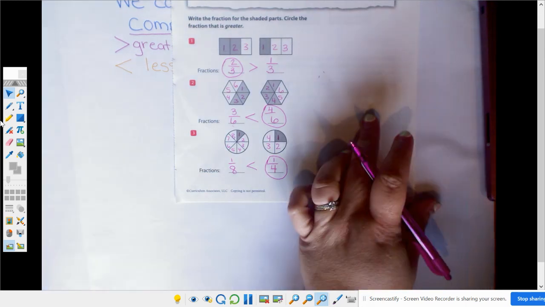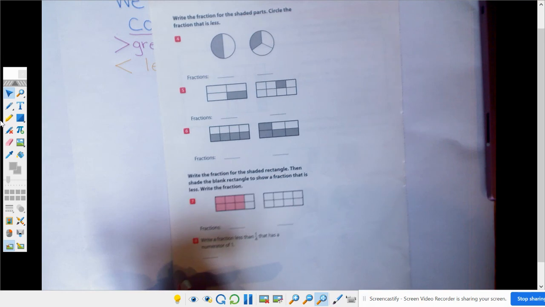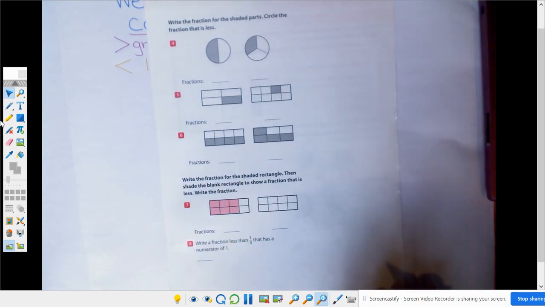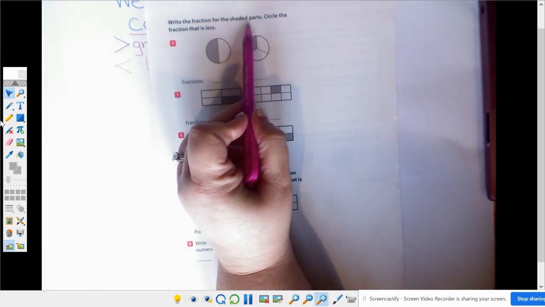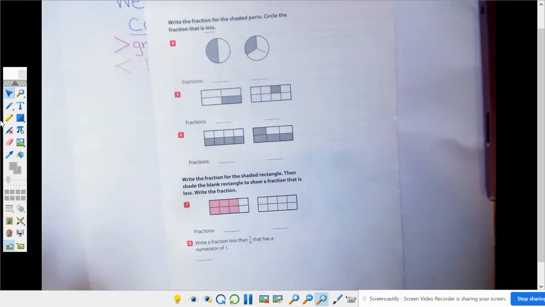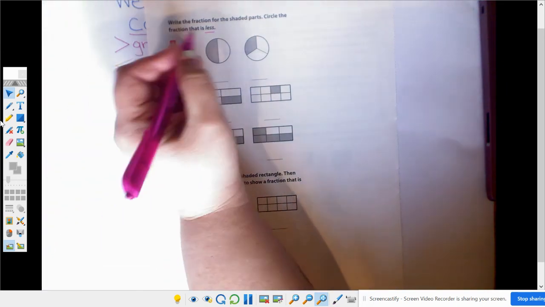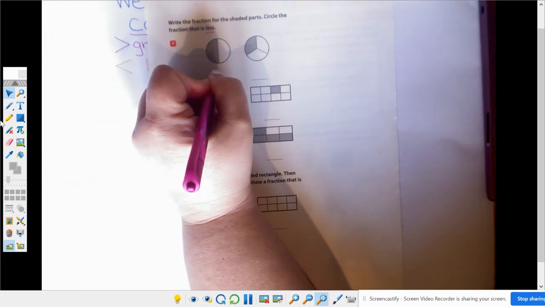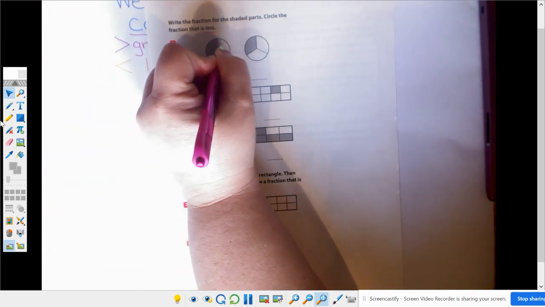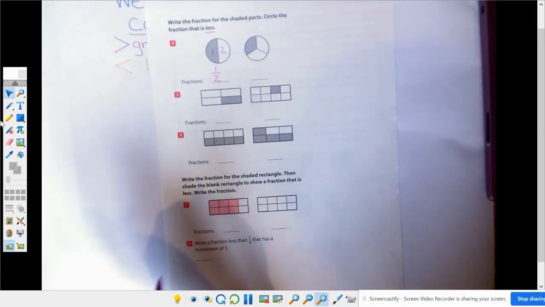All right, turn our papers over. Write the fraction for the shaded parts. Circle the fraction that is less. On the front, we were focusing on what was greater, and on the back, we're focusing on what was less. I hope you read the directions and didn't continue to circle what was greater. Our first fraction, we have 1 part shaded, that's our numerator, out of 2 parts total. So our fraction is 1/2.